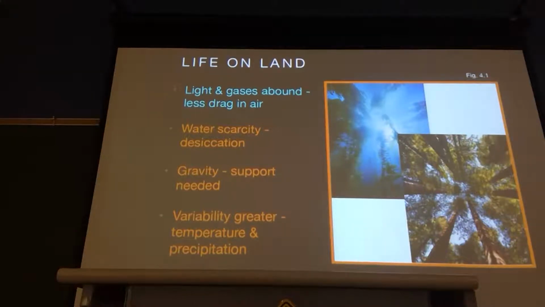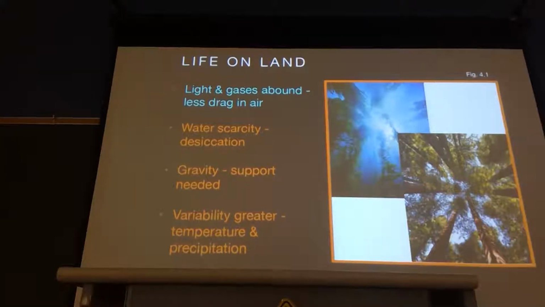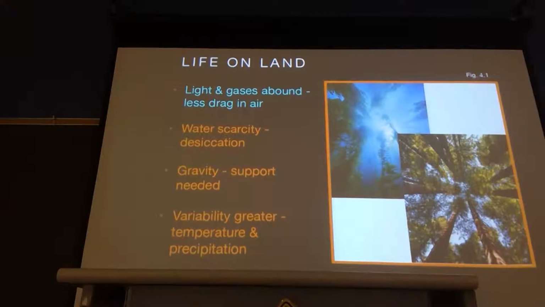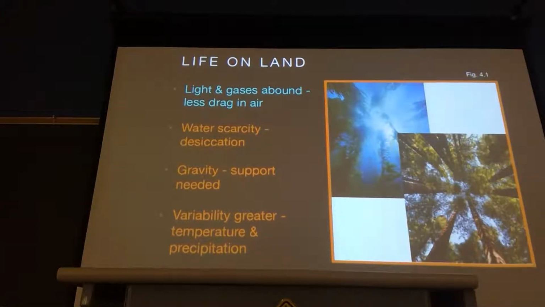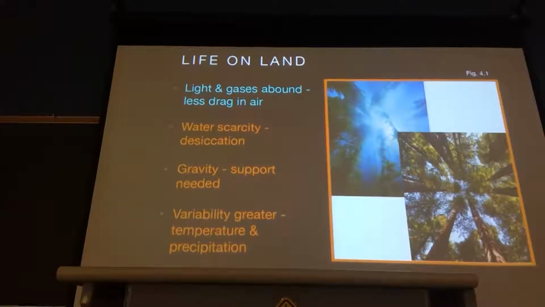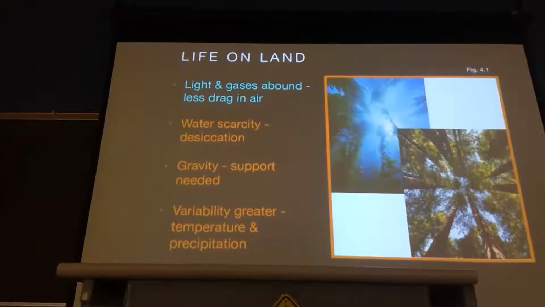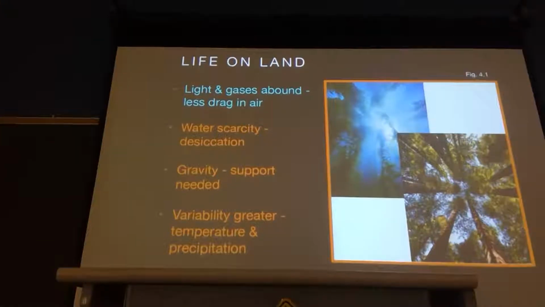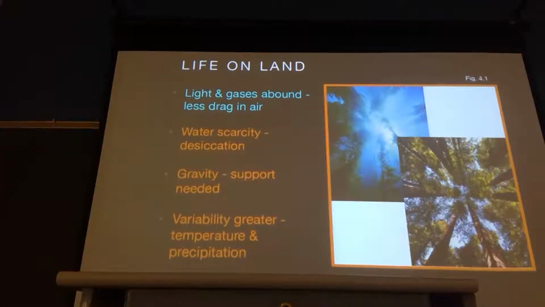The other thing that's a huge difference between life on land and life in the water is that just like gases and light are more abundant, water becomes much more scarce. When you live in water, you have all the water you could want. When you live on land, your access and competition for water becomes one of the dominant things that we see organisms show adaptations for. We're going to see that organisms show adaptations not only for obtaining water, but for hanging on to water and preventing evaporation. So desiccation is a real problem on land that just doesn't happen in the water.